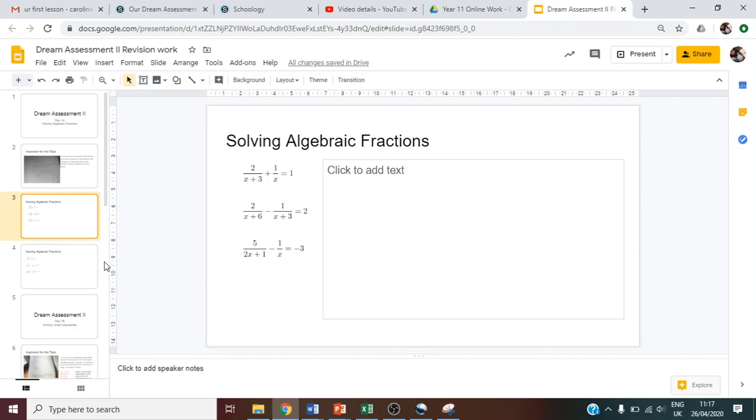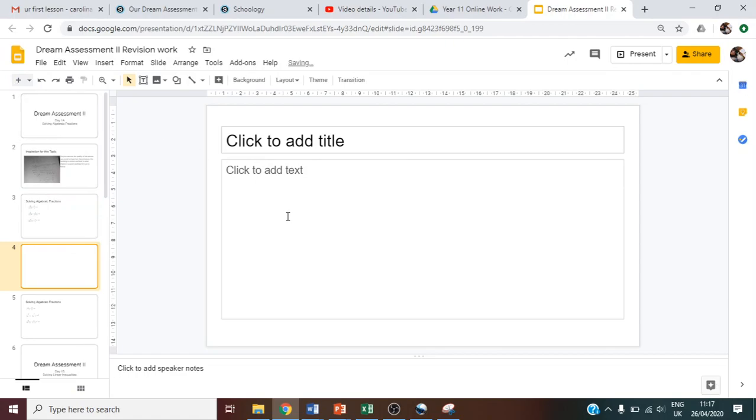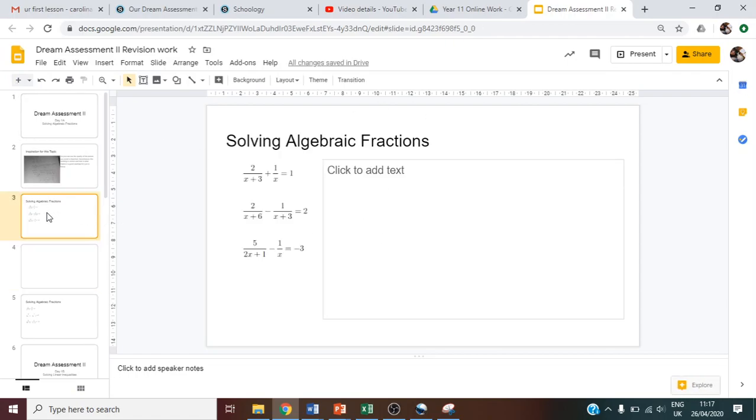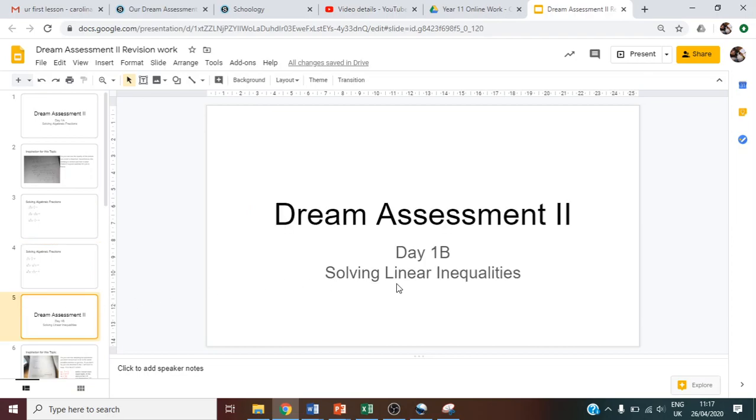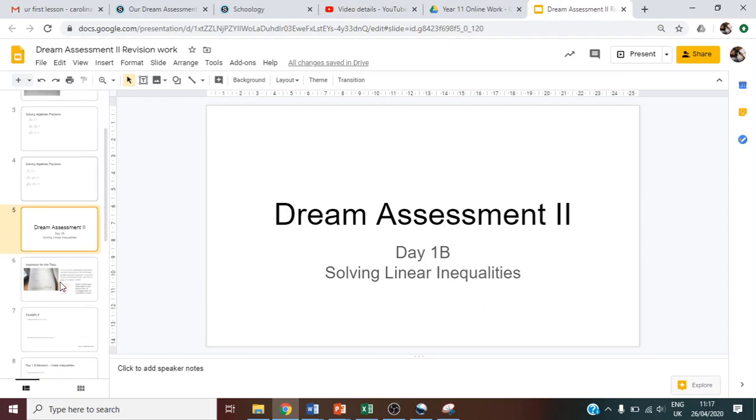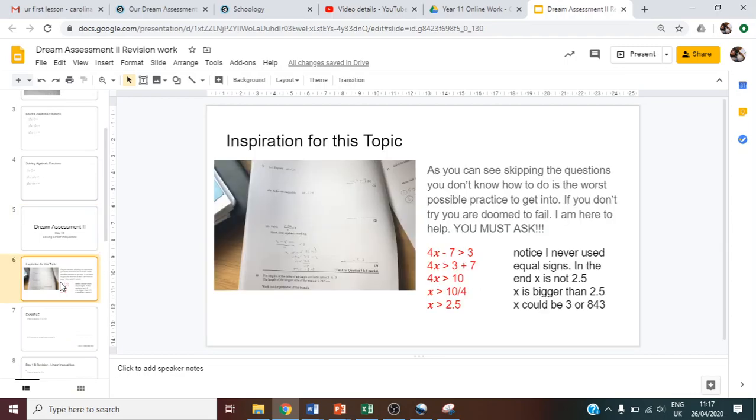If you need more than one slide, you can of course go over here and do Add Slide. You've got a blank slide and you can post your picture in and just number it so it goes along with these questions here. Okay, so you've got those 3 questions, these 3 more, and then we're going to go on to part B, which is solving linear inequalities. We're solving algebraic fractions, and now solving linear inequalities.